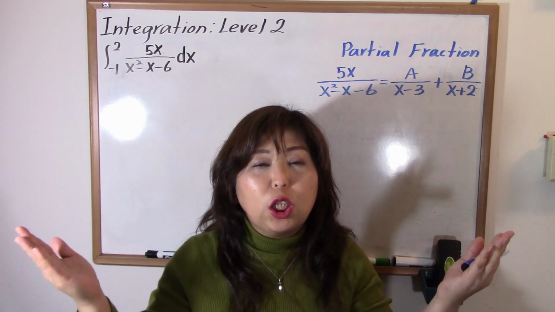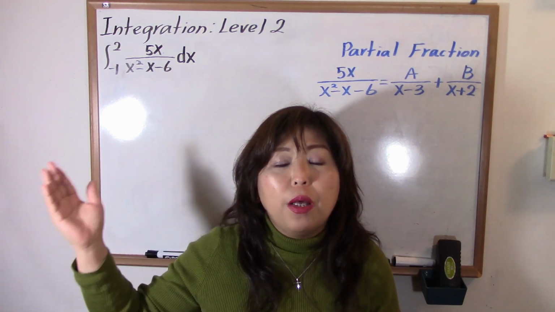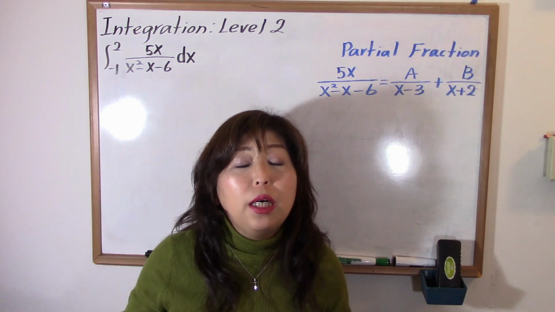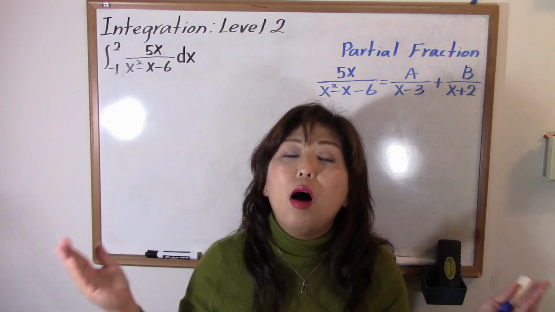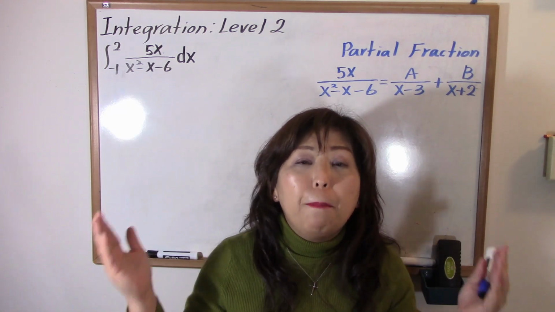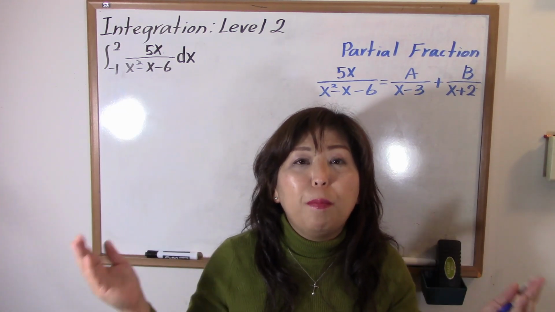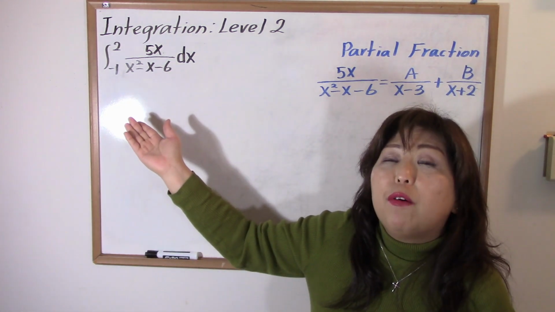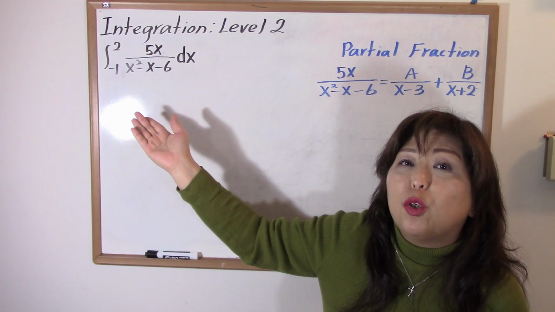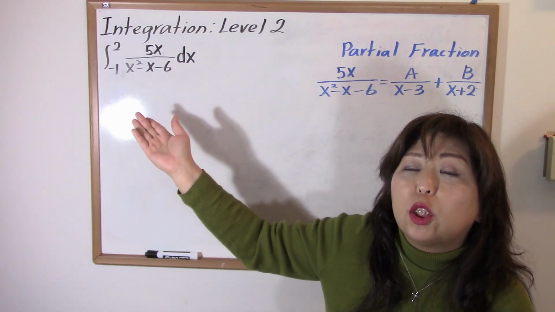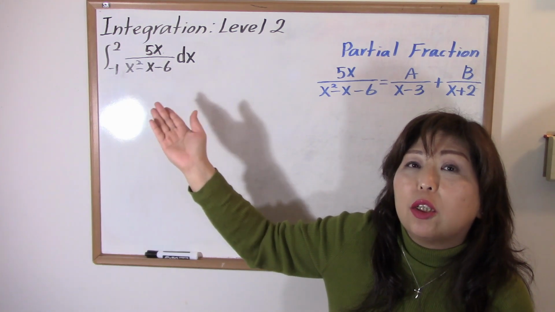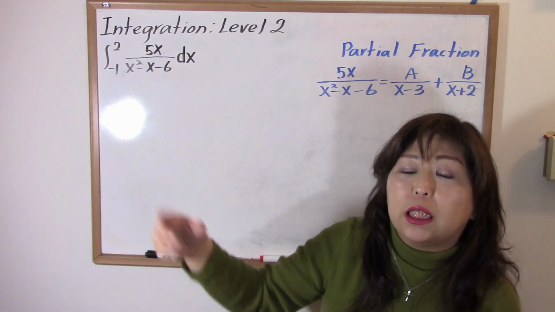Today I'm going to teach you integration, level 2. Actually, I'm going to teach you definite integral by using partial fraction decomposition. So, here's the problem. Integral from -1 to 2 of 5x over x squared minus x minus 6 dx.